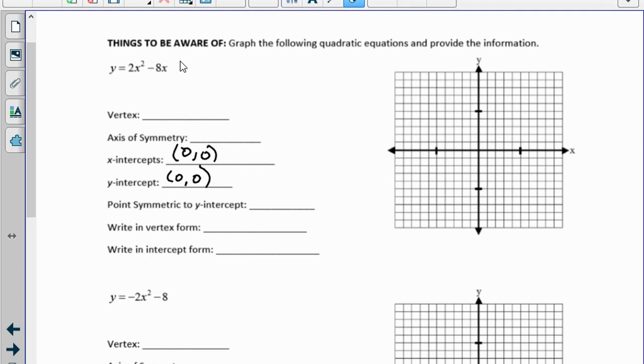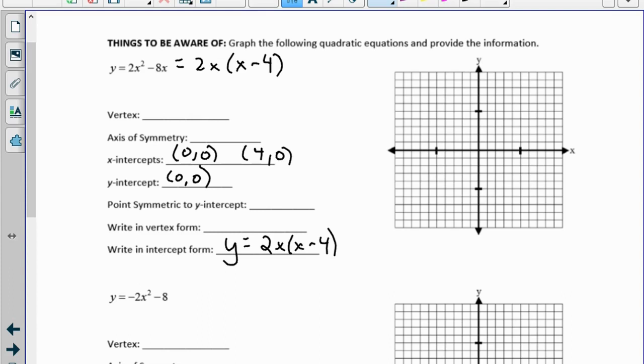One thing that might help you is to understand that factoring this might be the best way of going about it, because if we factor out the greatest common factor, 2x, we're left with x minus 4 as the other factor. So that tells me that the other x-intercept is at 4, 0. I could write this in intercept form really easily. So y equals 2x times x minus 4. And then that gives me some more information.